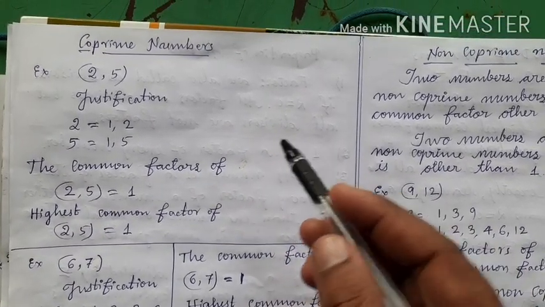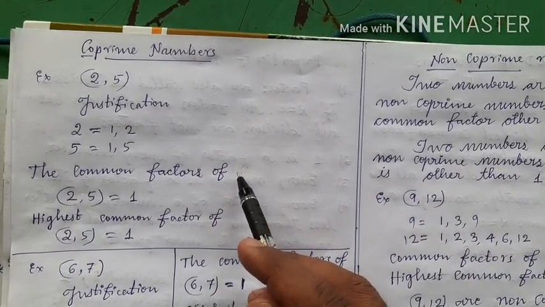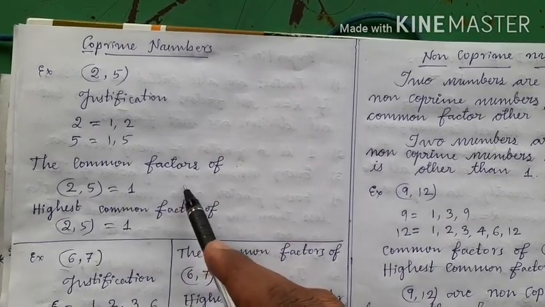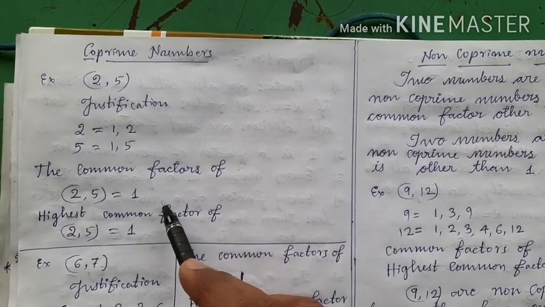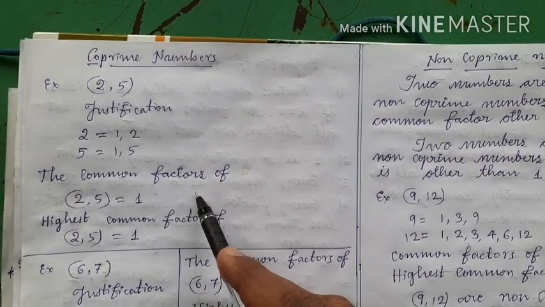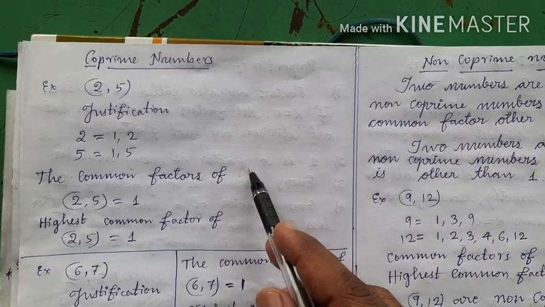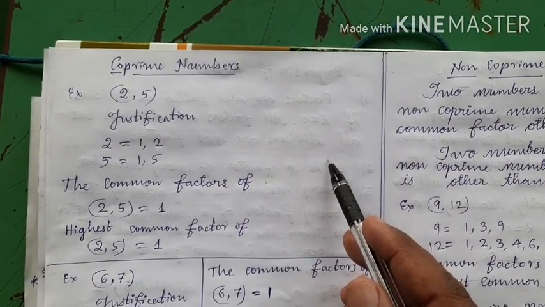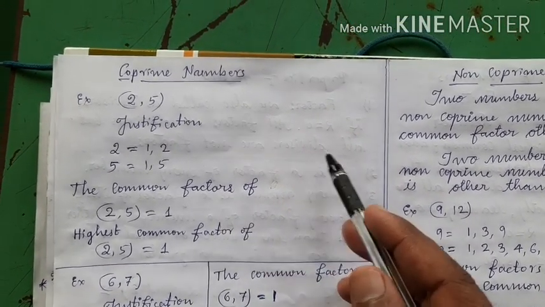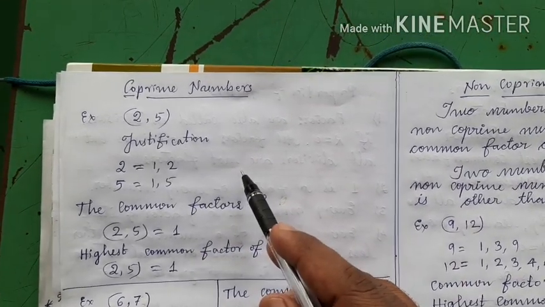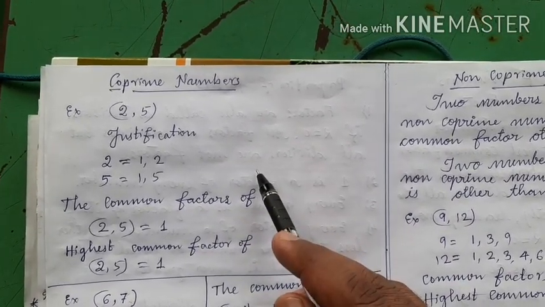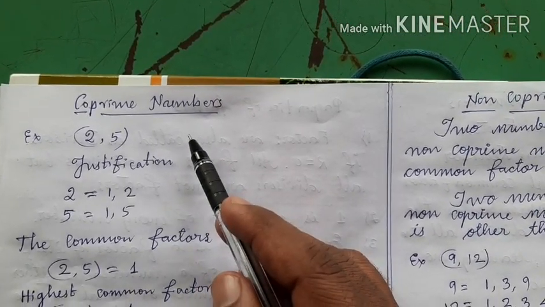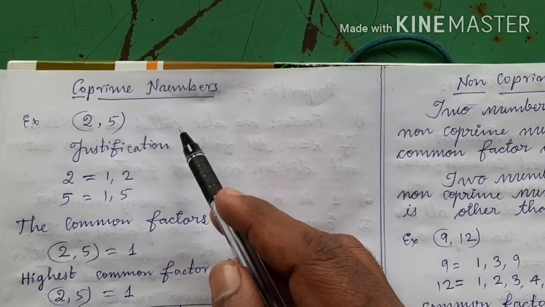See here, if two numbers have their common factor as 1 and other than 1 they don't have a common factor, then those two numbers are called co-prime numbers. See here, children, prime numbers are different, and co-prime numbers and non-co-prime numbers are different. Do not get confused with prime numbers and co-prime numbers. Here 2 and 5 are called co-prime numbers.